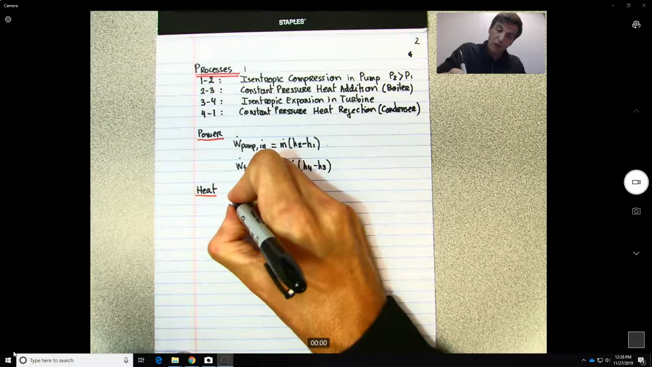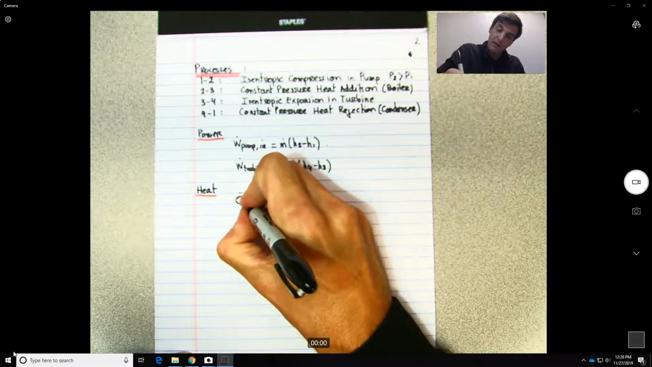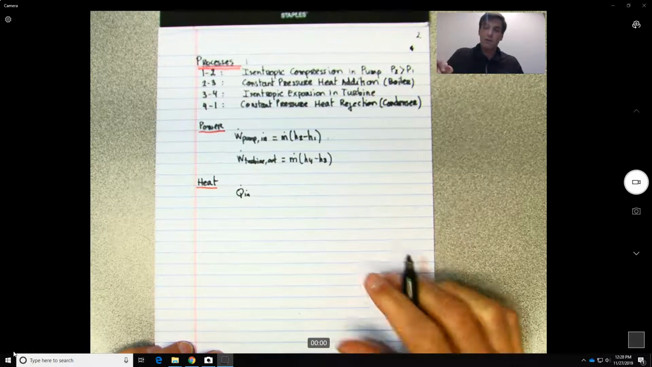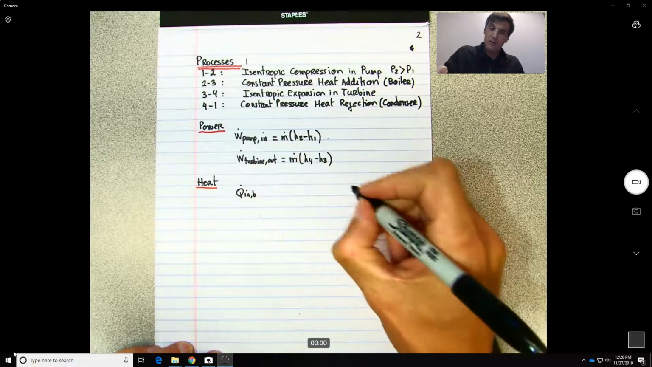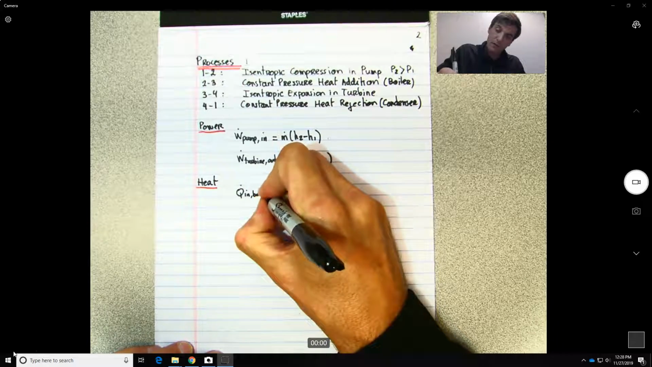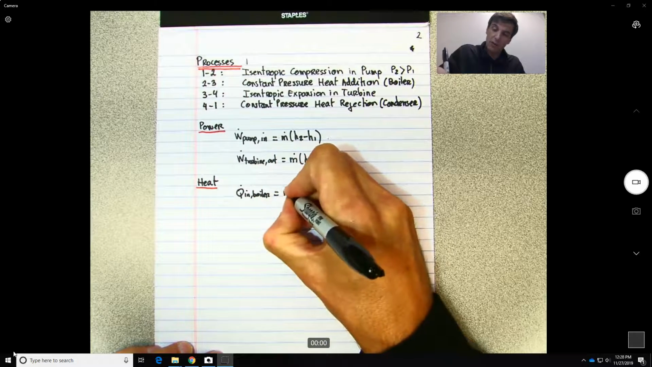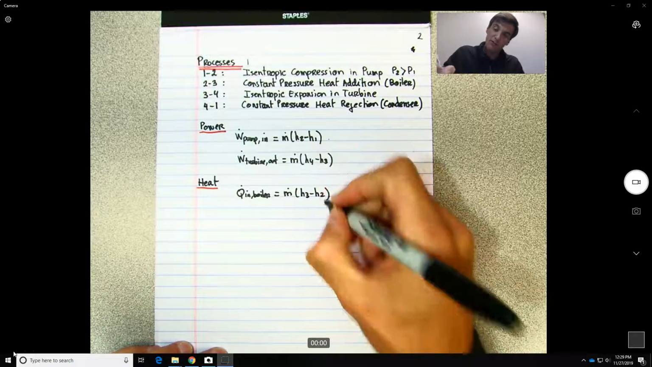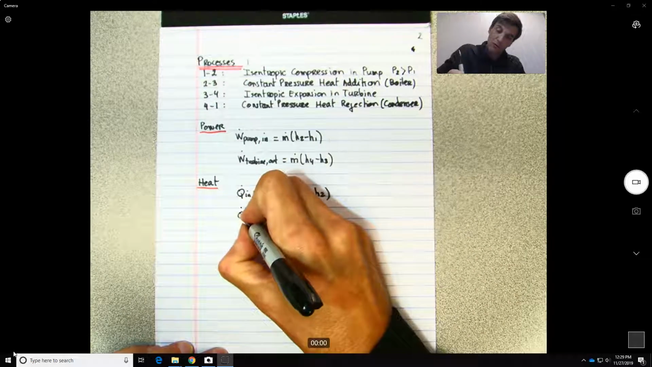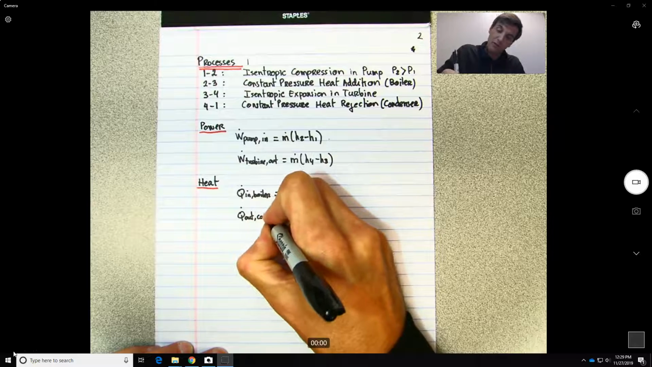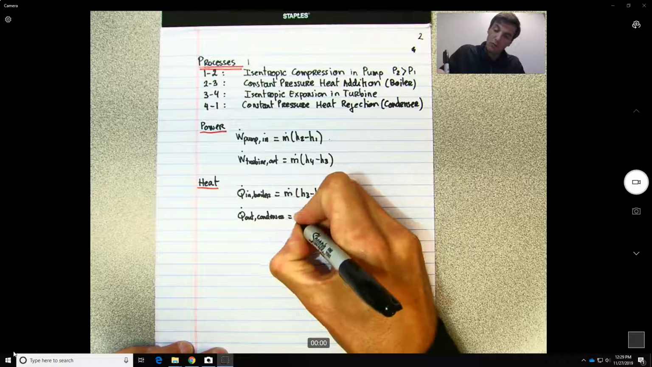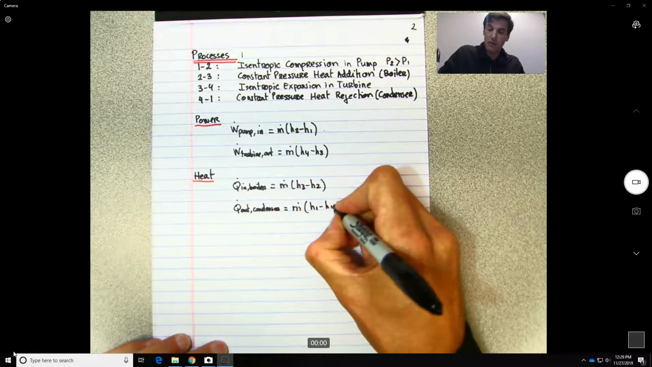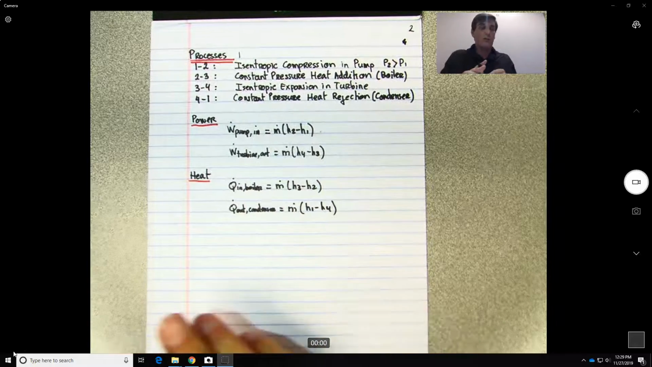So what do we have? The Q in is in the boiler. And this would be equal to what? m(H3 minus H2), and the Q out is in the condenser, and that should be equal to m(H1 minus H4). So there's really nothing new.